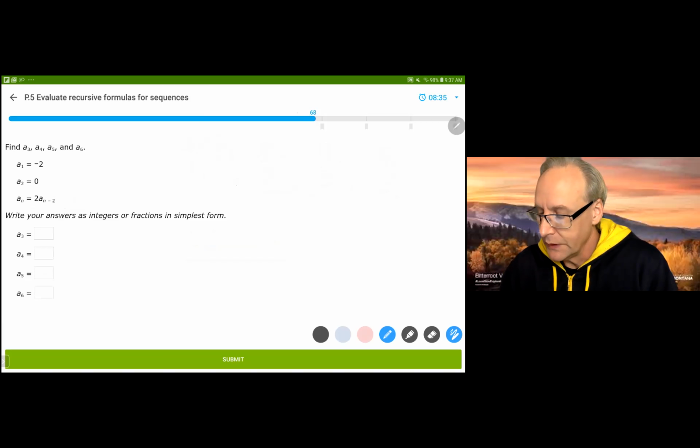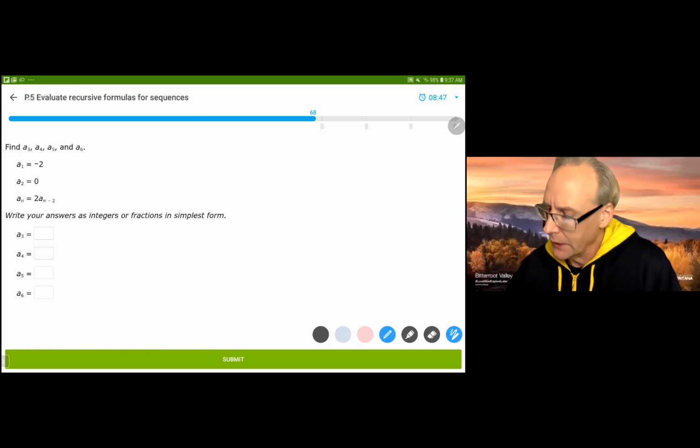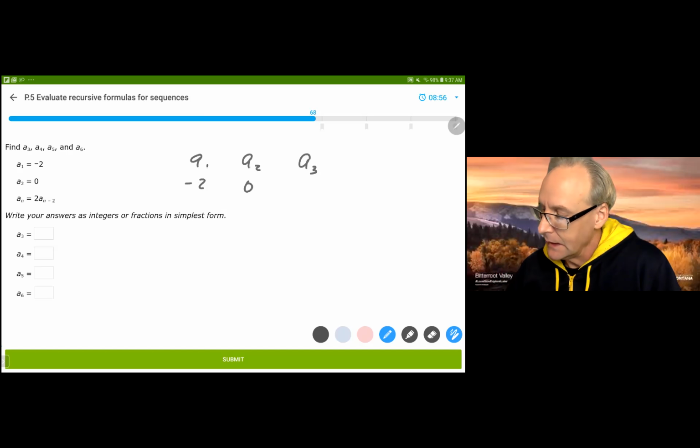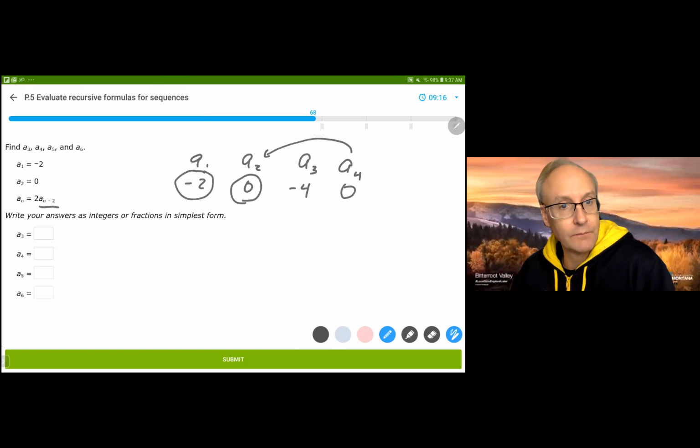So this time we are going to take, oh, interesting. Okay, so this one is a little different than the others. You have to go 2 back and look at which one happened 2 before. So A1 is -2, A2 is 0, and A3 is going to be 2 times A1. You see that? That's what it's saying, go 2 back and multiply that number by 2. So that's going to give us -4, isn't it? Now, what's going to happen next? A4, we're going to have to look 2 back, and multiply that number by 2, which is going to give us 0.